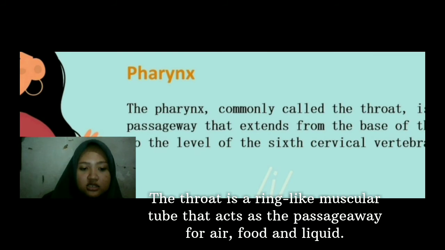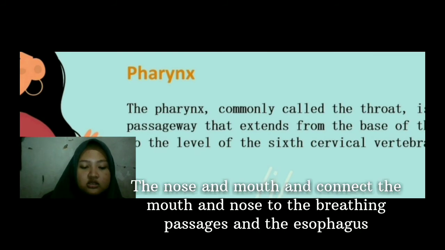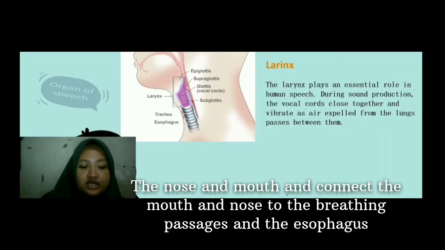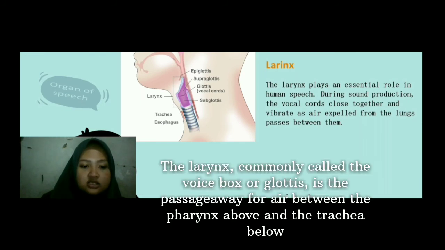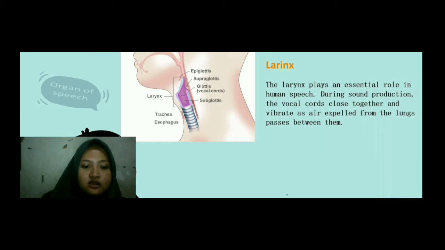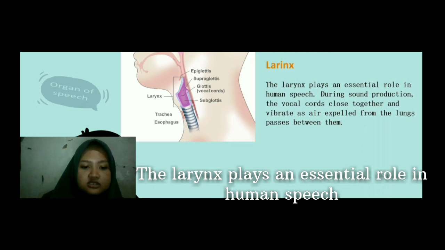It is located behind the nose and mouth and connects the mouth and nose, the breathing passage, and the esophagus. And the next is the larynx. The larynx, commonly called the voice box or glottis, is the passageway for air between the pharynx above and the trachea below. The larynx plays an essential role in human speech.